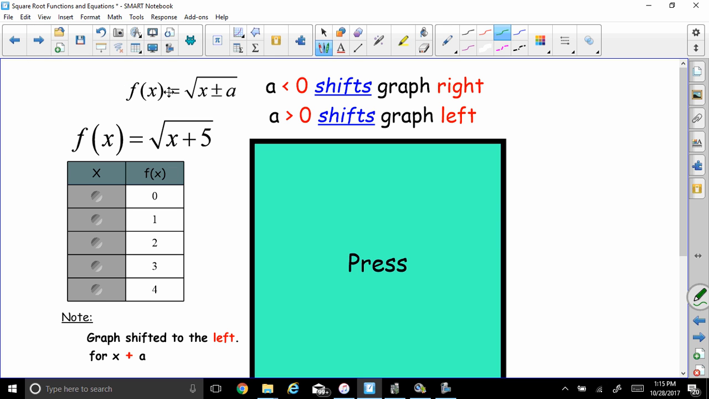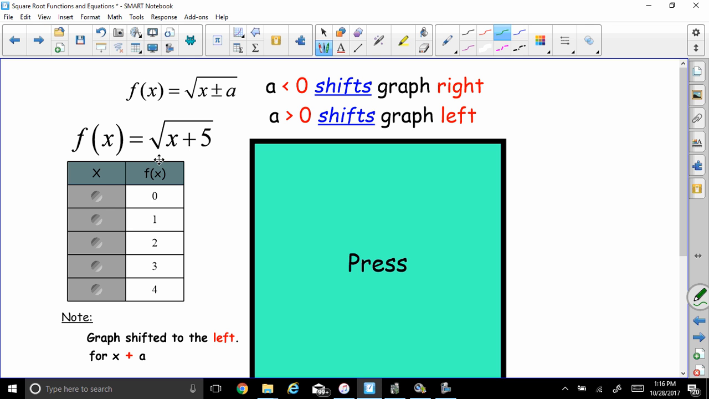So there's some other things that happen. Here we have f of x equals the square root of x plus or minus a, so there's now an a underneath the radical sign. And a, if it's less than 0, so we're talking negative numbers, it's going to cause the graph to shift to the right. If a is greater than 0, it's going to shift the graph to the left. So let's take a look at this question. f of x equals x plus the square root of x plus 5.